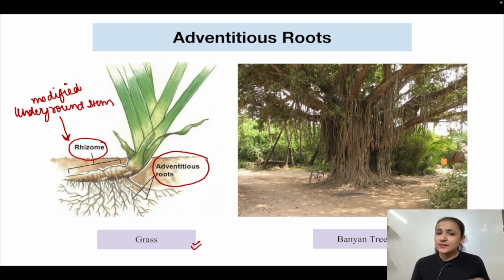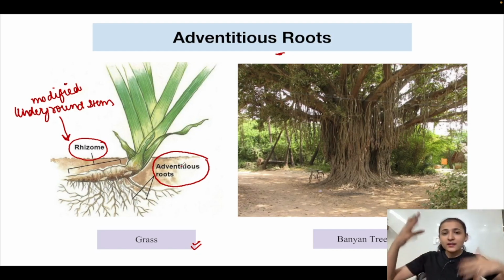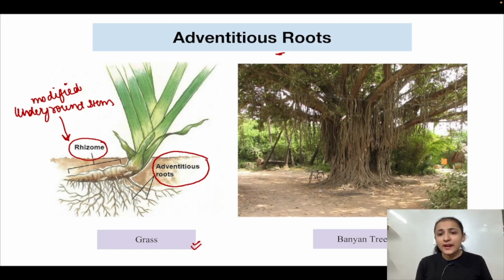In banyan trees, we have seen these hanging structures from the banyan tree. These are prop roots. Okay, these are also a type of adventitious roots. They provide support to the plants, support to the banyan tree by hanging. These are the aerial roots which are arising from the stem. These are also arising from the stem region, and they provide additional support to the banyan plant.